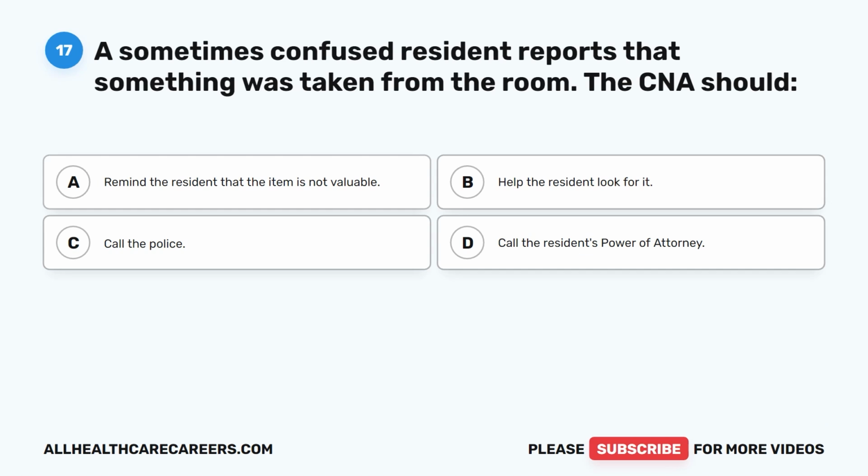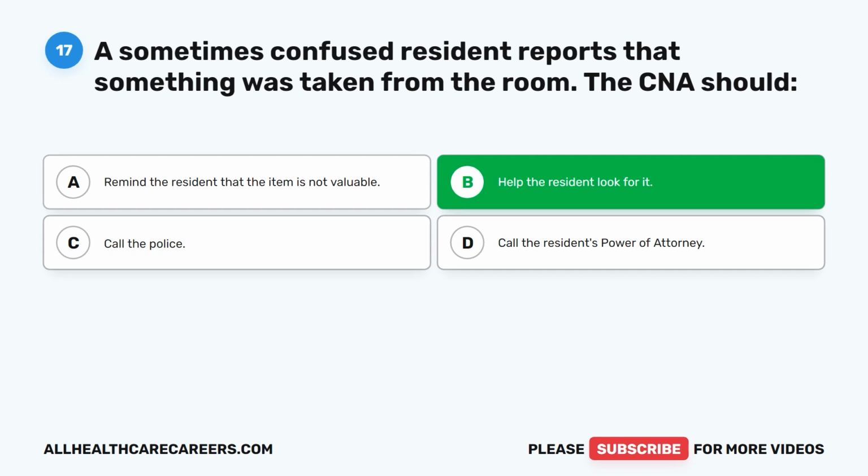Question 17. A sometimes confused resident reports that something was taken from the room. The CNA should A. Remind the resident that the item is not valuable. B. Help the resident look for it. C. Call the police. D. Call the resident's power of attorney.